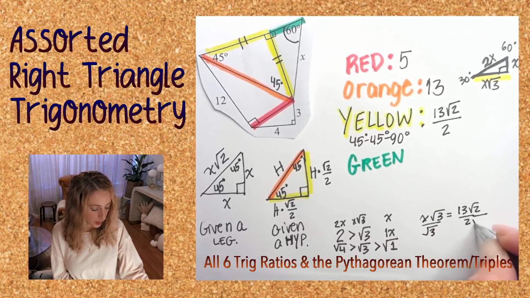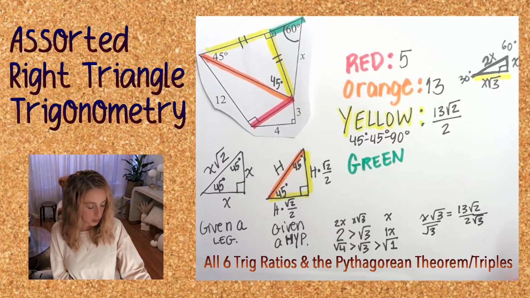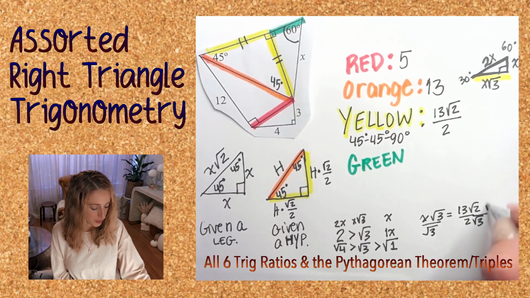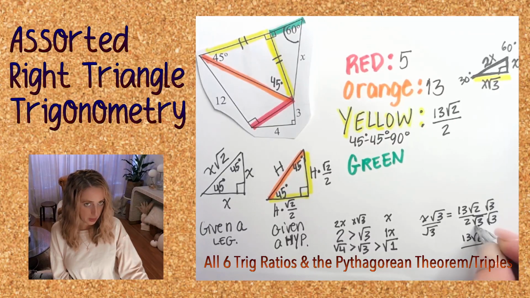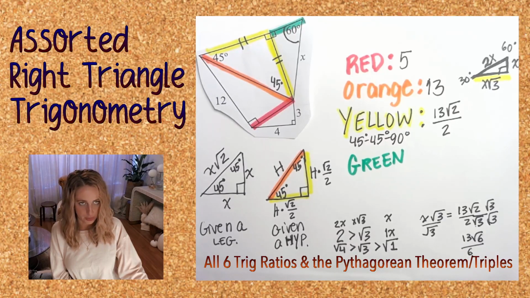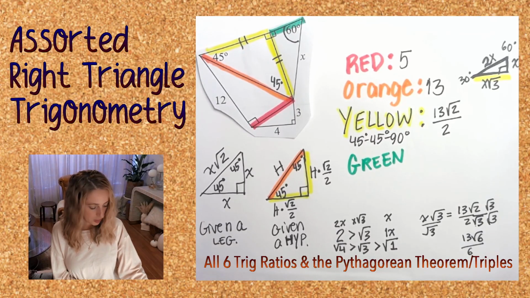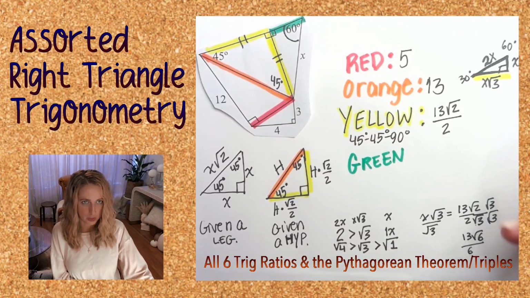So I would just put it down here. That makes more sense. It's a little more organized. Rationalize, and you get 13 root 6 over, that becomes 3 times 2, 6. And it doesn't reduce. But a lot of you aren't going to like that. That's fine. That's why I showed you another option. What's the other option, you may ask? Well, I'm glad you asked again.